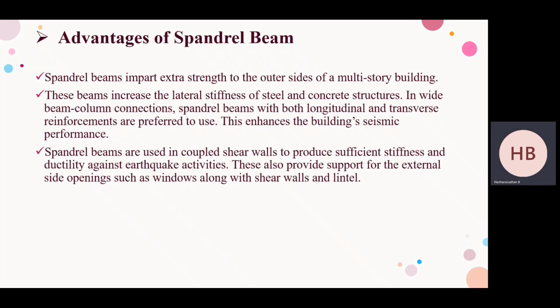Advantages of spandrel beam. Spandrel beams impart extra strength to the outer side of a multi-storey building. These beams increase the lateral stiffness of steel and concrete structures in wide beam-column connections. Spandrel beams with both longitudinal and transverse reinforcement are preferred. These enhance the building's seismic performance. Spandrel beams are used in coupled shear walls to produce sufficient stiffness and also ductility against earthquake activity. They also provide support for external openings such as windows, along with shear walls and lintels.